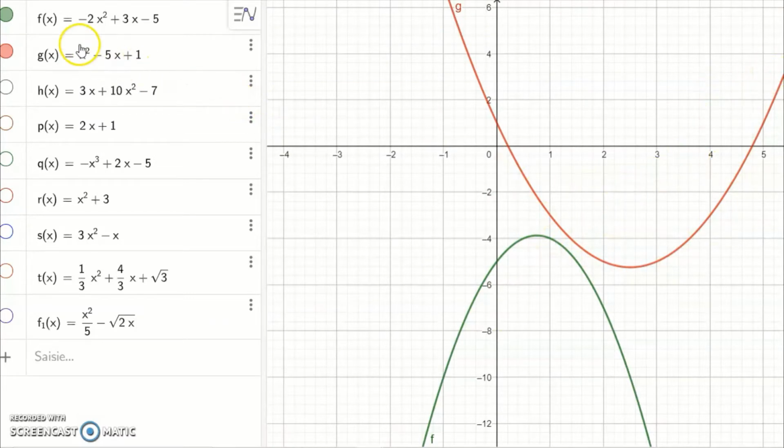We can see that the first one is facing downwards because the leading coefficient a is negative. And the second one is facing upward because the leading coefficient, a is equal to 1, is positive. The third one, C, 3x plus 10x squared minus 7, the leading coefficient 10 is positive, and the parabola is facing upwards.